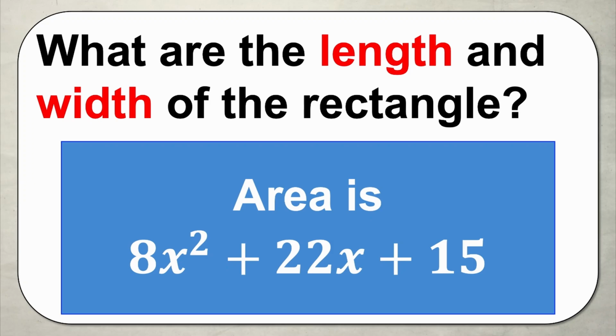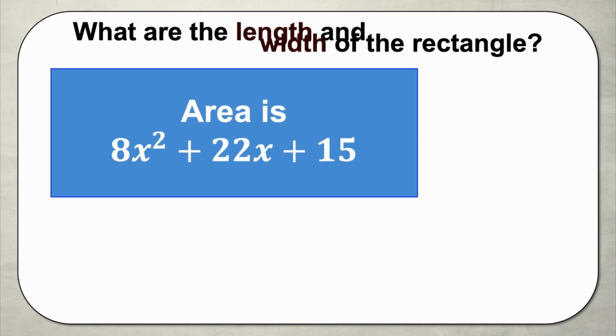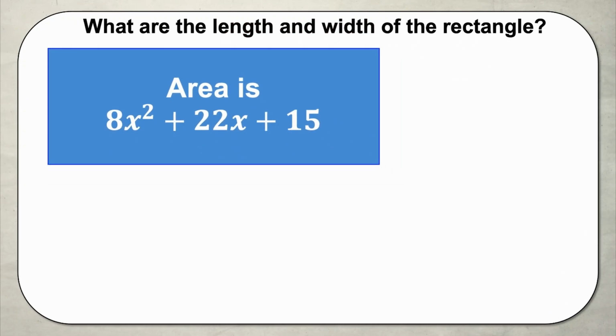What are the length and width of this rectangle? Well, let's take a look. So the area is represented by this quadratic, 8x squared plus 22x plus 15. Now we know that the area of the rectangle is simply length times width, so I need to factor this quadratic. Now this quadratic is in standard form.